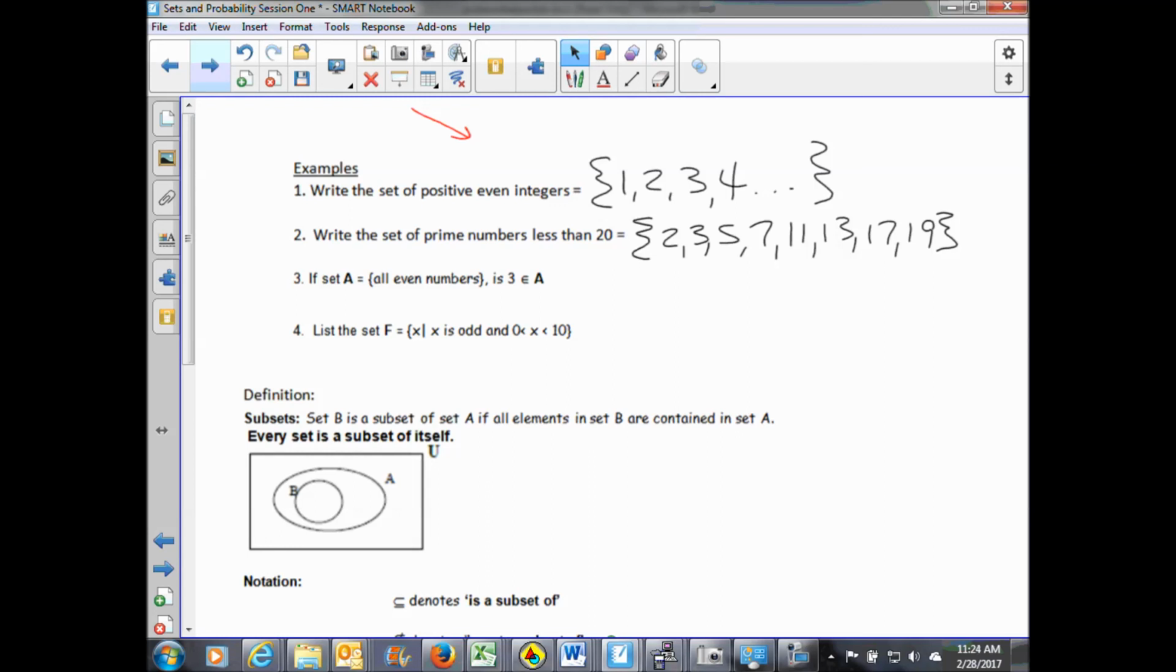Number 3. If set A equals all even numbers, is 3 an element of A? Well, since 3 does not meet the definition of the numbers in that set, in other words, the numbers in that set need to be even, then we would say no, 3 is not an element of A, or "3 is an element of A" is a false statement. And number 4, list the set F, which is the set of all x such that x is odd and 0 is less than x is less than 10. So we would say F equals 1, 3, 5, 7, 9. That would be the set F.